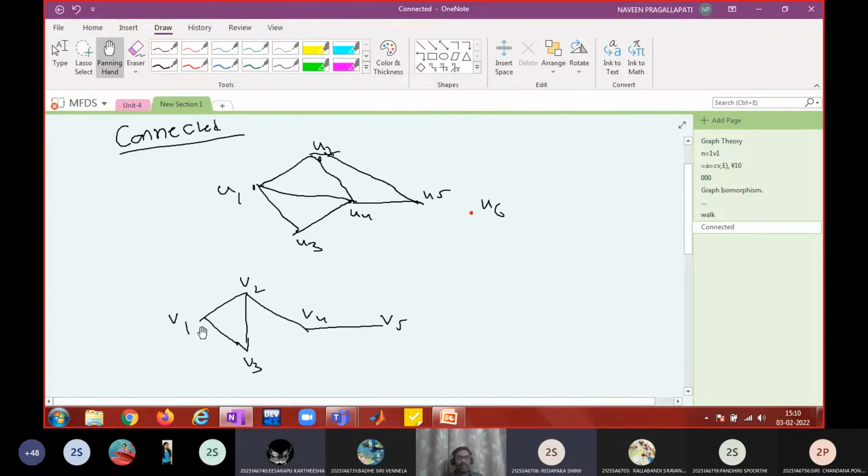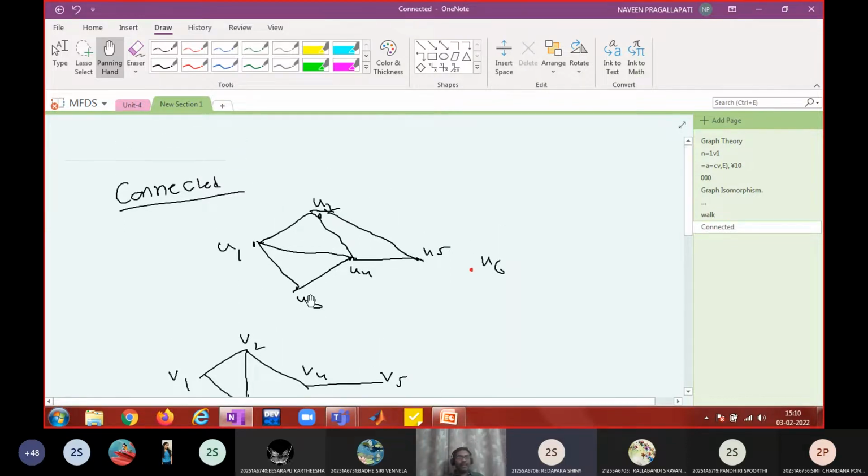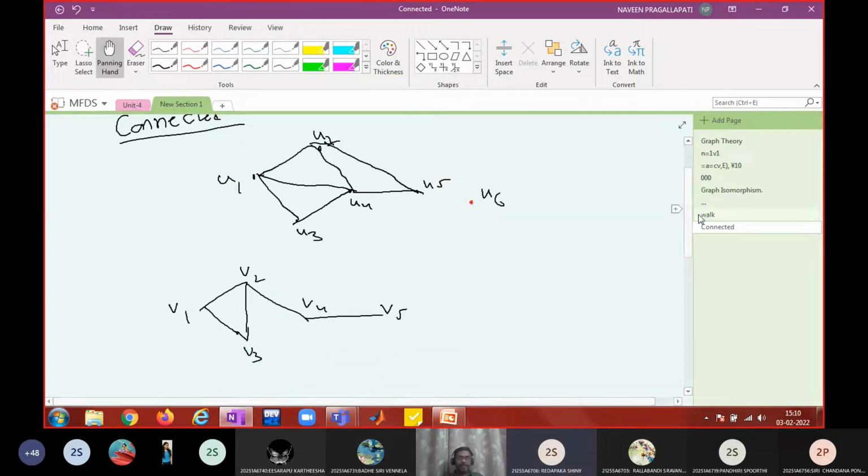Connected graph. So you take any two vertices, there is a walk between V1 and Vi. Therefore, it is a connected graph. Any two vertices are connected. Okay. So a disconnected graph will have components where each component is a connected graph. This is a connected graph having one component.